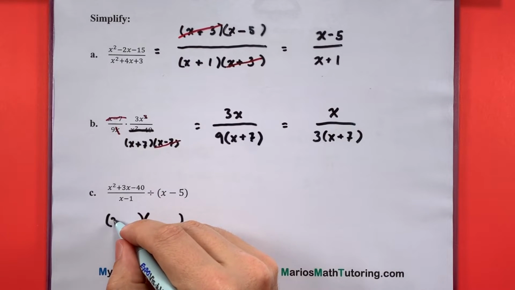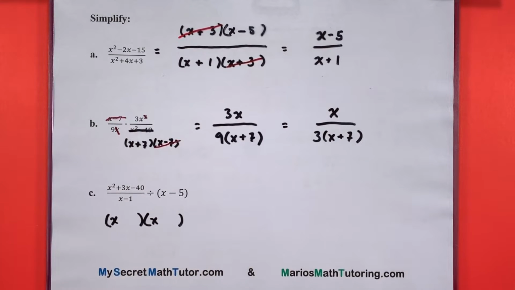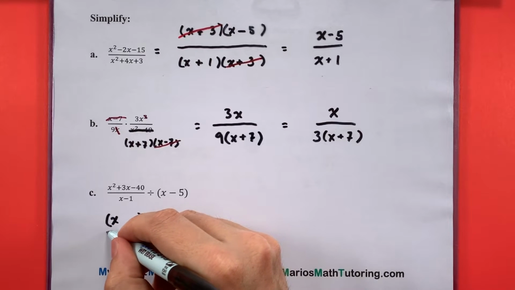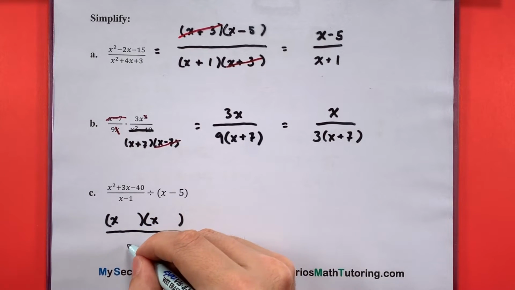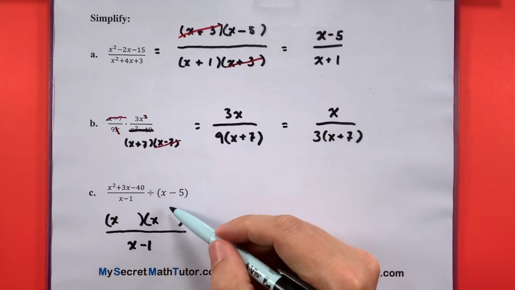Two numbers that will multiply to give me an x squared, got to be x and x. Two numbers that will multiply to be 40, well, I have lots of options for those. It could be 1, 40, 2, and 20. So maybe we'll come back to that. You know, I'll think on that for just a little bit. And let's go ahead and look at this second piece.